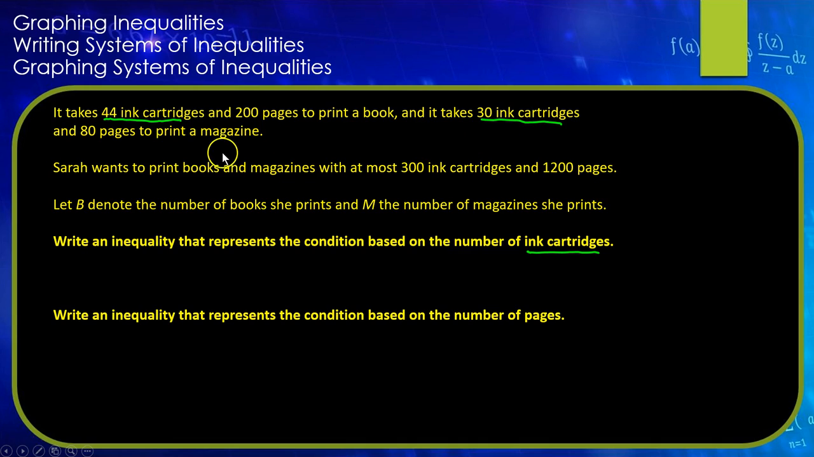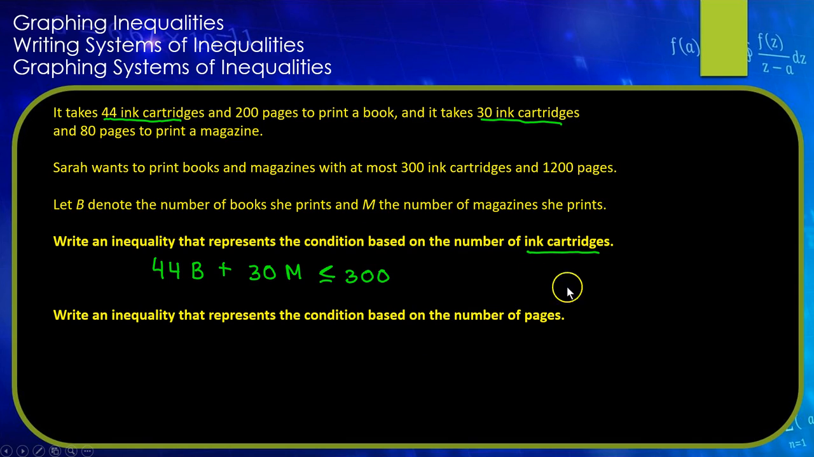That's going to be 30 times M. And then those two added together should be less than or equal to 300. And that's where I get this first inequality. 44B, which will be the number of ink cartridges used for the books she eventually will print, and 30M, which represents the number of ink cartridges she'll use for printing the magazines. Those combined totals should be less than or equal to 300 ink cartridges, because that's all she has at her disposal.